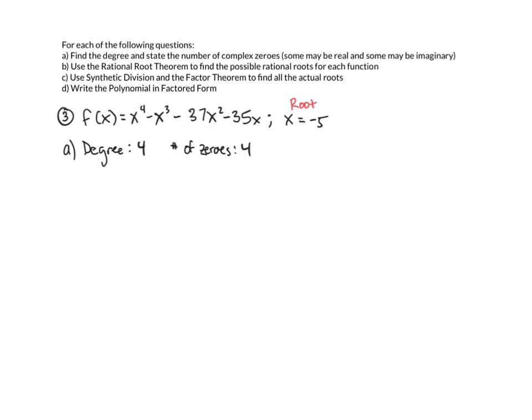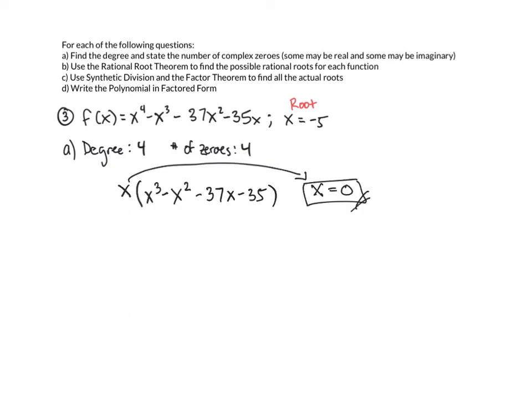Well, with this x squared, x third, and x to the fourth, they all have an x in common. So I'm going to factor out that x so that we have x to the third minus x squared minus 37x minus 35, so that we have a constant. Now what this x by itself means is that we've already found one of our roots, or one of our zeros, at x equal to 0. So we don't have to worry about that anymore. And now we're just going to do everything dealing with this inside section.